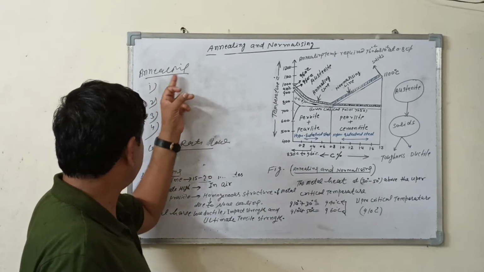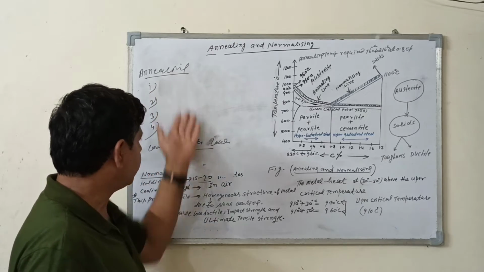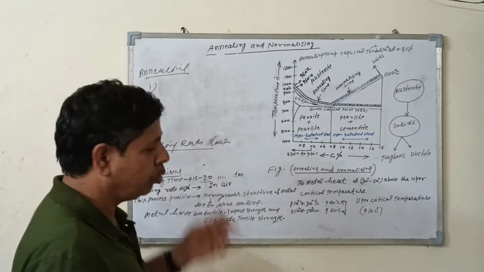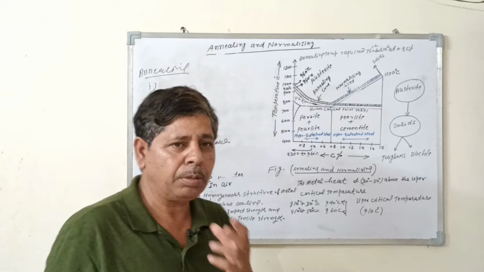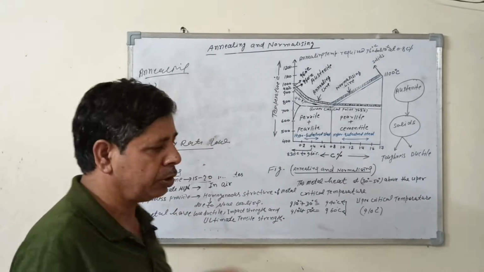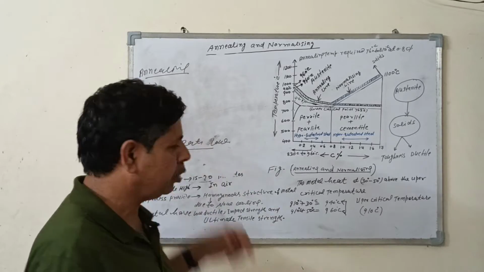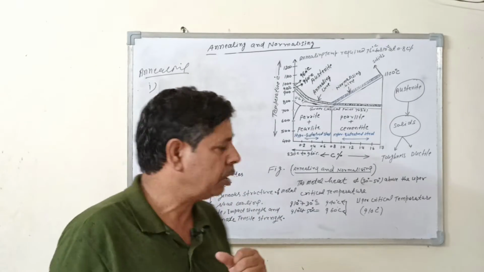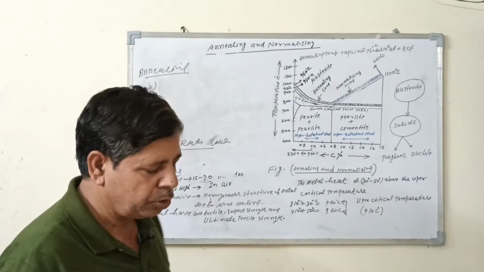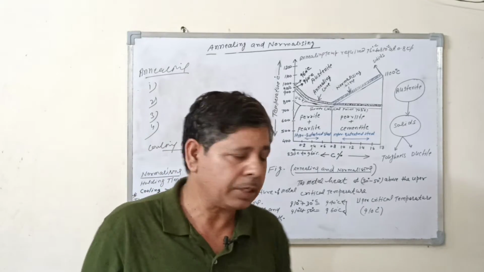So some points are given here. Number one is to soften the metal. Number two is to remove the internal stresses of the metal. Number three is to improve the machinability of the metal. Number four is to refine the grain size of the metal.